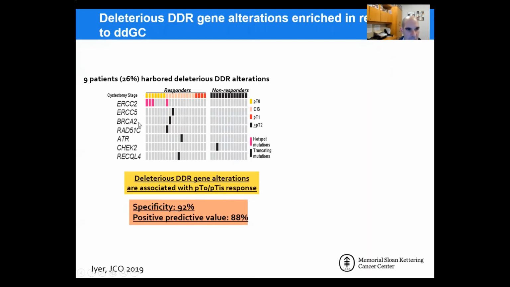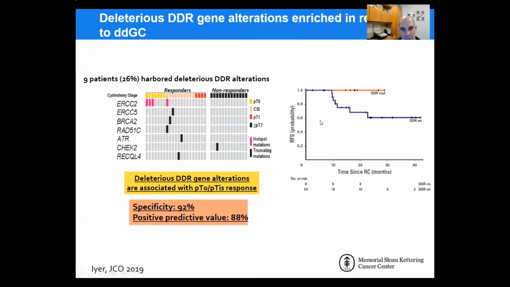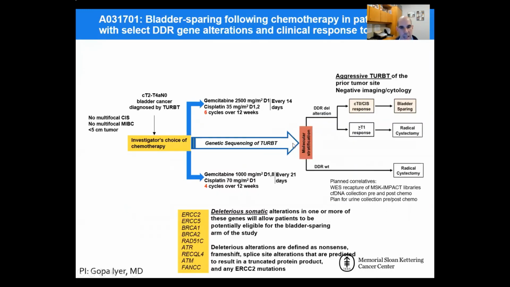The specificity of this panel of genes was about 92% for identifying pathologic complete responses, or I should say pathologic downstaging, because they also included patients with CIS of the bladder, and the positive predictive value was 88%. And just as previously seen, patients with DNA damage mutations did exquisitely well long-term compared to patients with DNA damage repair gene wild-type profiles.